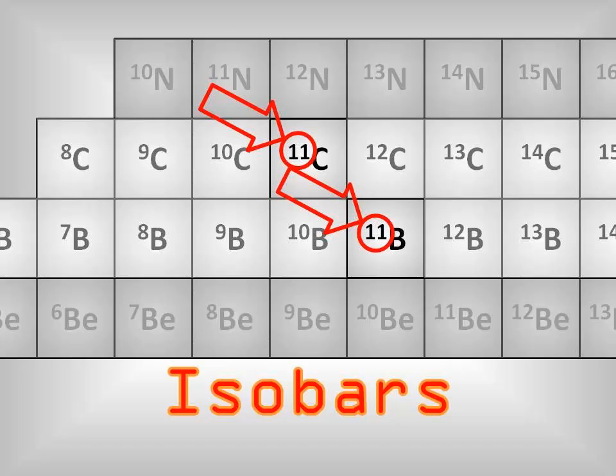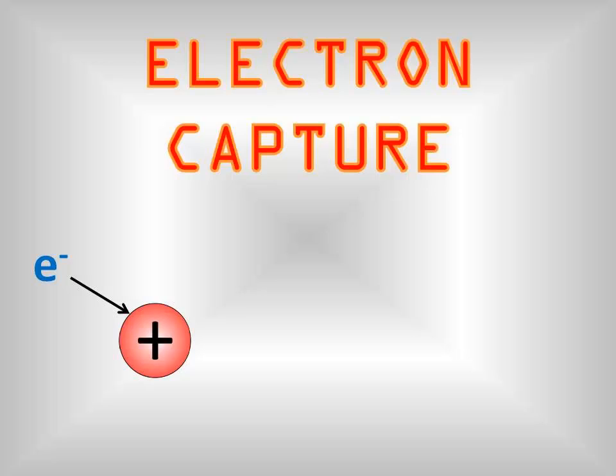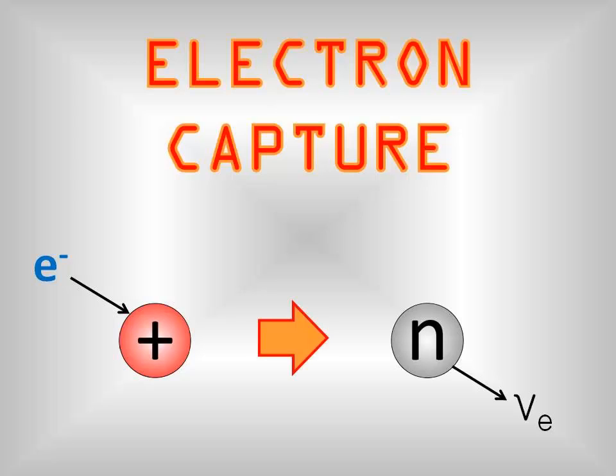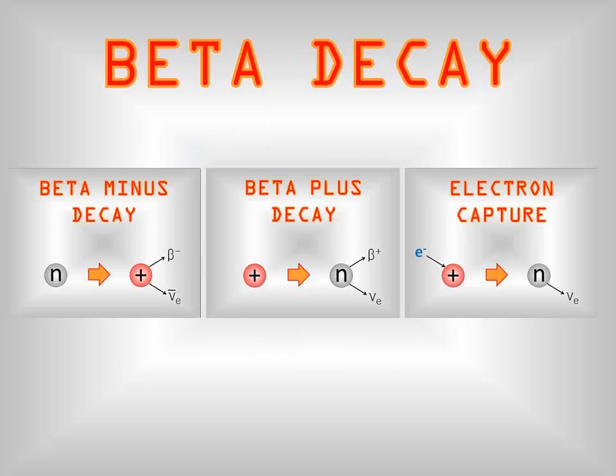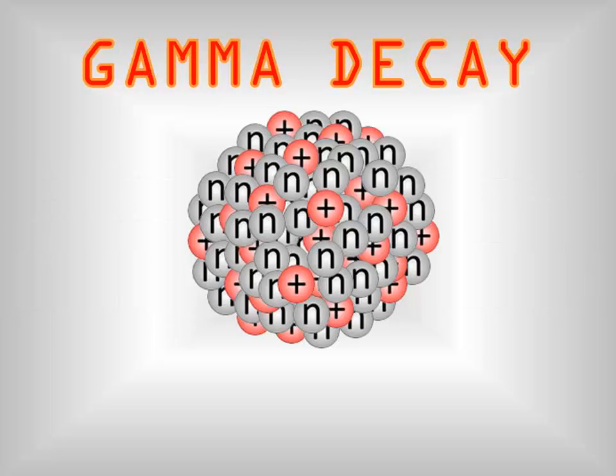There is also a third type of beta decay which occurs in a proton-rich nucleus, and it is called electron capture. As the name implies, electron capture occurs when an electron is absorbed by a proton. The positive and negative charges cancel out, and the change results in a neutron. In the process, an electron neutrino is also emitted. These 3 decays are all types of beta decay because they involve a beta particle, whether it be an electron or a positron.